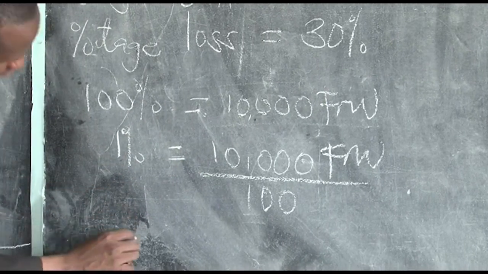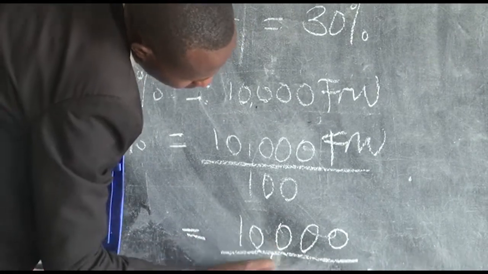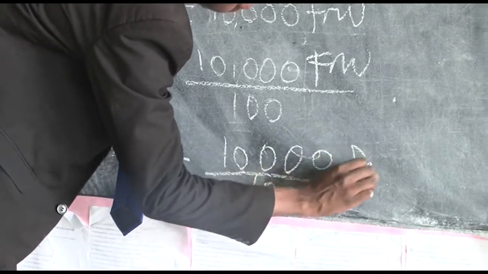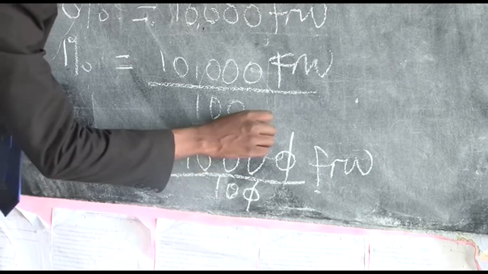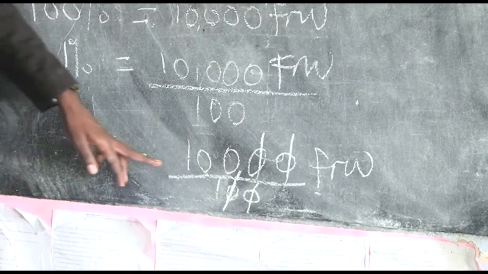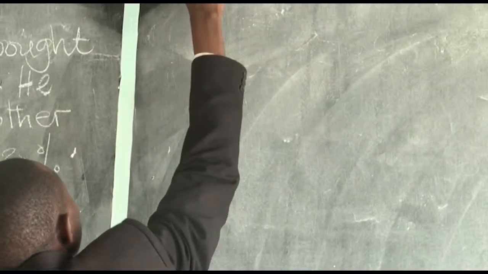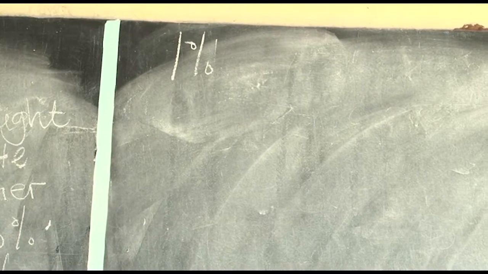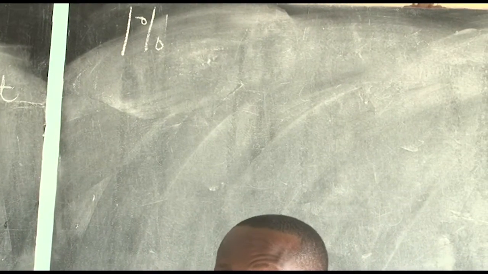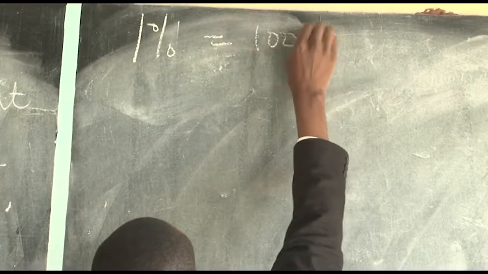So I'll copy where it is. I'll say this is 10,000 divided by 100. Remember, we are dealing with francs. Then I'll say this zero will go with this zero. This zero will go with this zero. What are we remaining with? We are remaining with 100 out of 1, which is equal to, we shall say 1%. Now we are remaining with 1%. 1% represents 100 francs. So 1% is representing 100 francs.